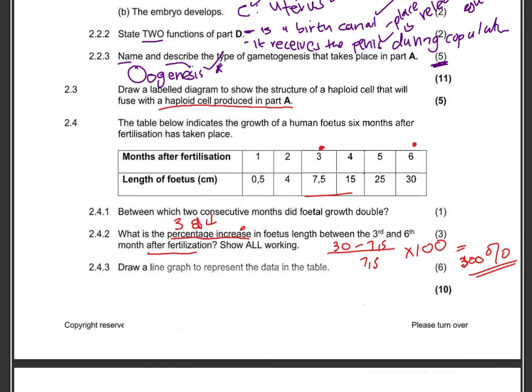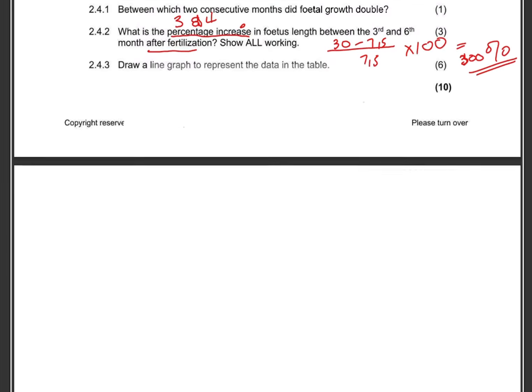Draw a line graph to represent the data in the table. Is it data or data? Anyways, line graph. We need to follow all drawing rules for the line graph: the caption, the scale, the labeling, everything. Mine will not come out perfectly, but I'm going to try. Let's draw the line graph. Let's see what we have here.